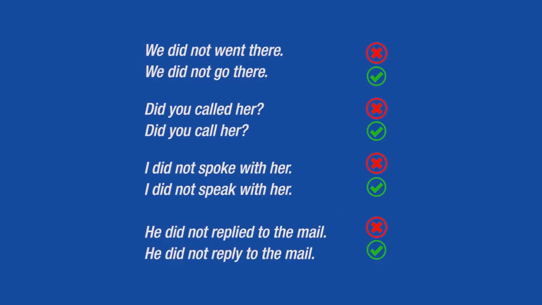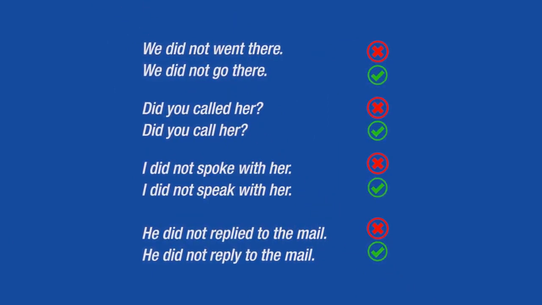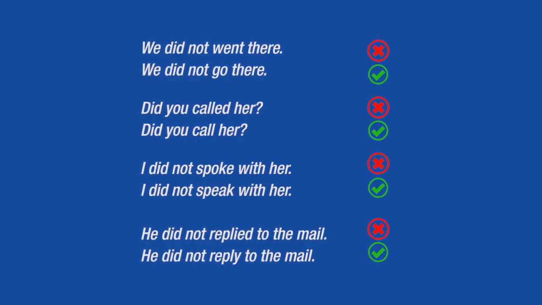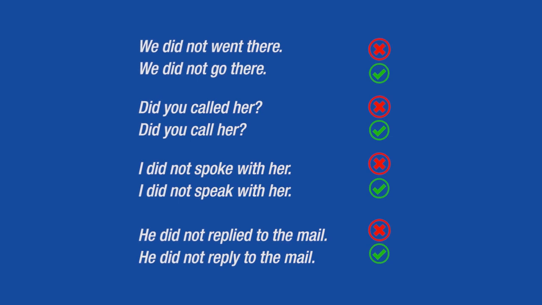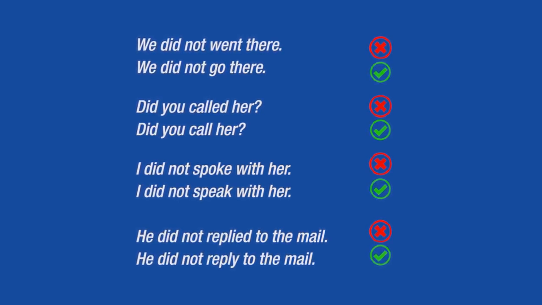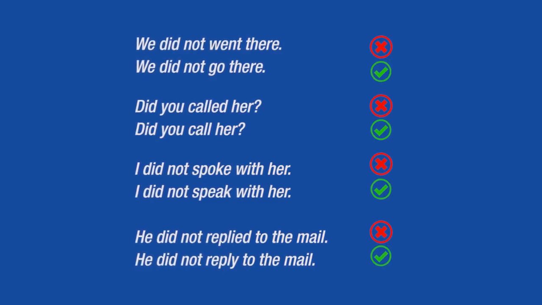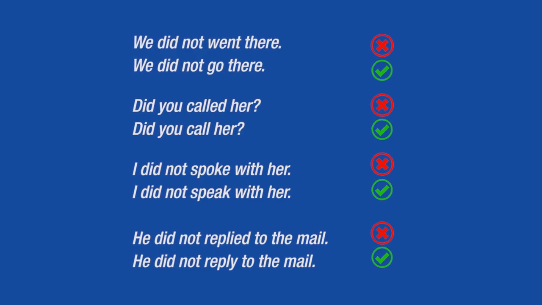So instead of we did not went there, we use we did not go there. Did you called her? We replace by saying or writing did you call her. I did not spoke to her is incorrect. We replace it with I did not speak with her. And he did not replied to the mail, we correct it by saying or writing he did not reply to the mail.